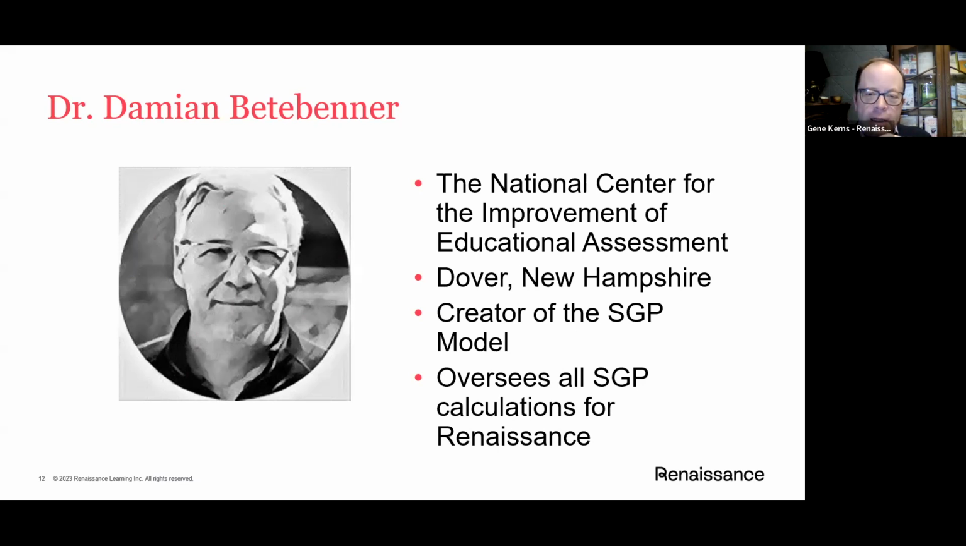But not only did he create these, and not only does he advise states, but he works with us at Renaissance because, you see, student growth percentiles were originally put into state tests. Star assessments are the first interim assessments on the market that ever included student growth percentiles. And Dr. Betebenner oversees their calculation continually. Every year he updates the calculations around student growth percentiles to keep them up to date. He personally oversees all of that. So he's the expert in the field. We kind of defer to him in that.